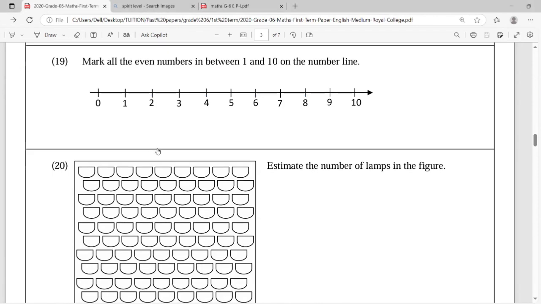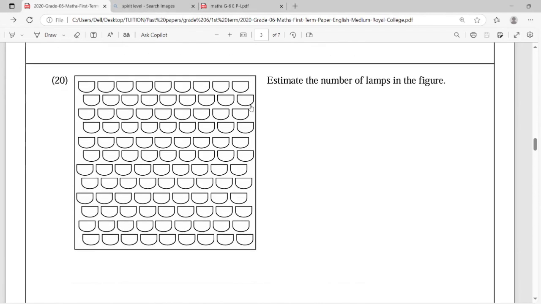Here you have to estimate the number of lamps in the figure. So you can just count one line and the number of lines, and then you can multiply, because in an estimation, we do not try for the exact number, right? We just try an estimate value, because that means an approximate value. So here, let's take just a random one line. You can take this line.